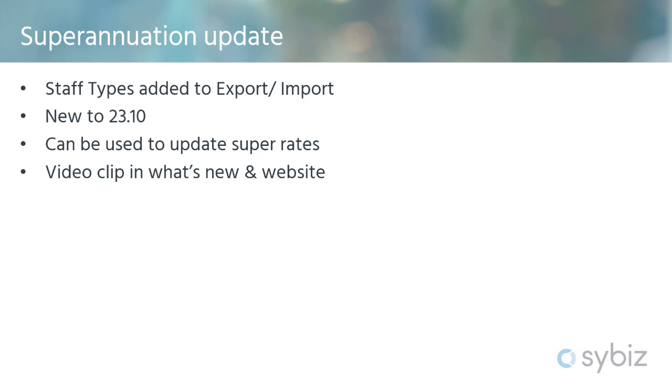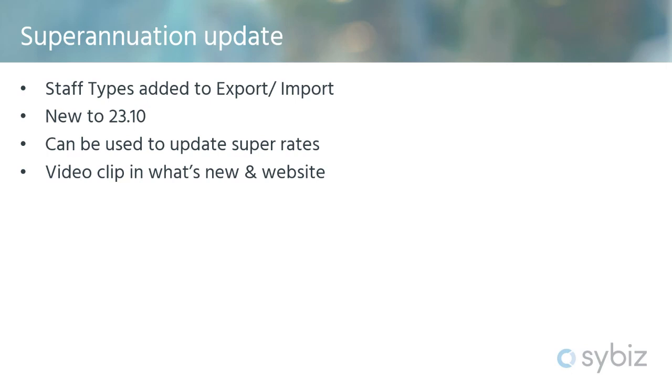And we have some superannuation updates as per normal. As I said, if you are on 23.10, you now have the ability to export your staff type information, which is where the superannuation information lives, update it in Excel, and then import it back in. It's a pretty quick and easy process. Obviously, if you've got lots and lots of staff types, that's very convenient.